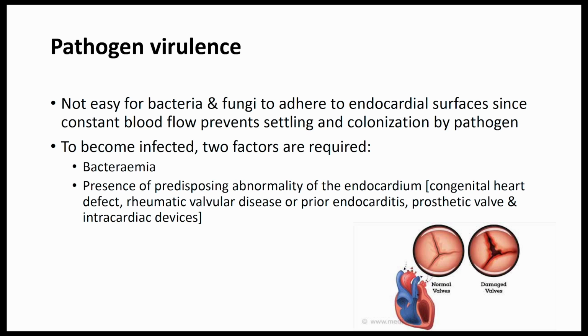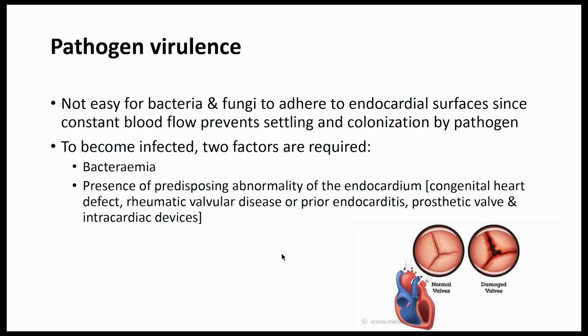Pathogen virulence. It is challenging for pathogens to establish infections in these systems due to constant blood flow in the circulatory system and the blood-brain barrier in the CNS. To establish an infection, key factors are required: bacteremia or direct introduction of pathogens, and the presence of predisposing factors such as congenital defects, prior infections or procedures, and prosthetic devices or shunts.